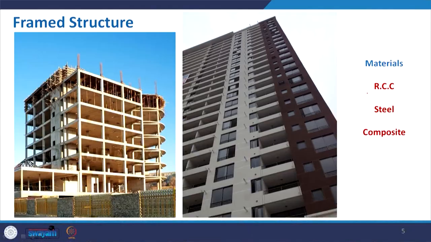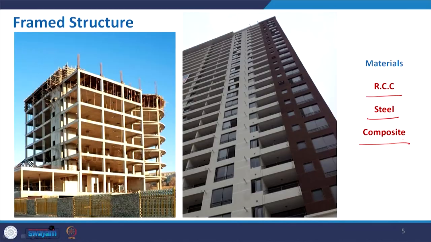Now, so far as the material is concerned, we can use RCC, reinforced cement concrete, to make this frame structure. We can use the steel frame and we can join them together to create it. Nowadays it is also very common to have the frame structure with steel and glass, or some other lightweight material being used for making those partitions and the openings. And sometimes we can also go for some composite material, some advanced material to make this frame.